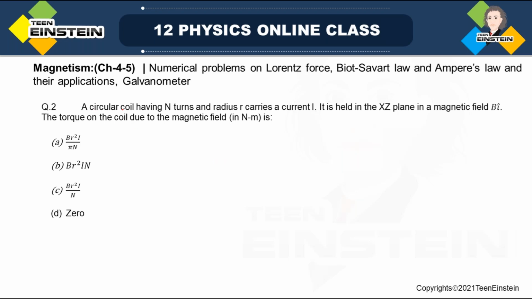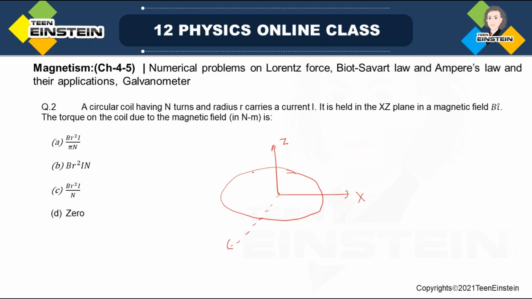So look here, in this case, a circular coil having n turns and radius r carries a current I. It is held in the xz plane. I'm just supposing this is the z axis, this is the x axis. So the circular plane is like this. And perpendicular to this will be the y-axis. Anyway, this is in the xz plane.